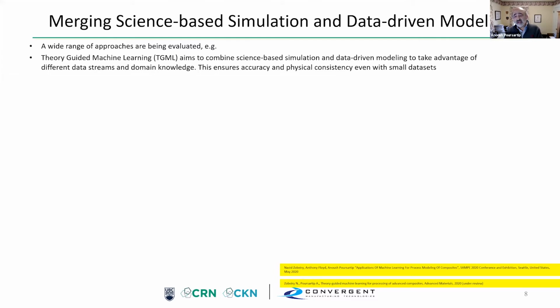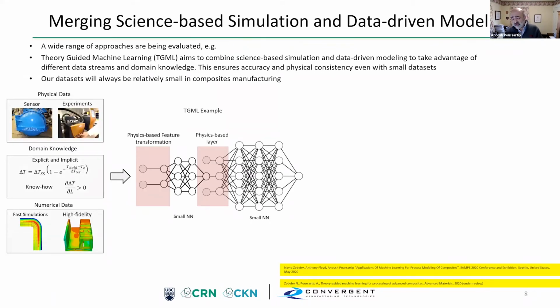In theory-guided machine learning, what you're trying to do is live with the fact that you have small data sets. And again, I want to remind you that our data sets really are very small and very expensive. So what we basically do is we bring to bear any physical data we have. This would be sensors in production. It'd be offline experiments. We have domain knowledge. Some of that is explicit in the sense that it's very simple equations, very simple relationships. It can be know-how captured in mathematical form, or it can be numerical data. It can be high fidelity 3D models, which are superbly expensive. It can be fast simulations.